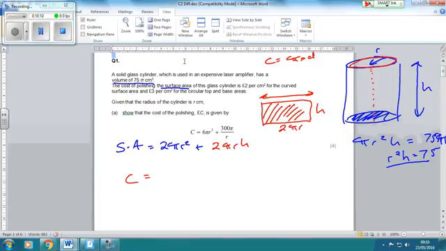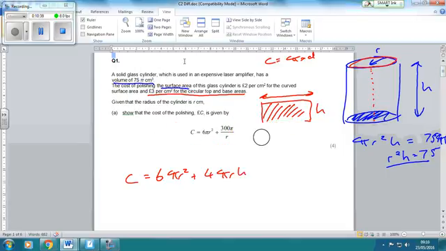So for the top and the base it's £3 per centimetre squared. So this is the area of the top and bottom, so we multiply this by 3, which gives us 6 pi r squared. And it says that for the curved surface, which is this bit, you multiply it by 2 because it's £2. So you're going to do 2 lots of that, which is 4 pi r h.